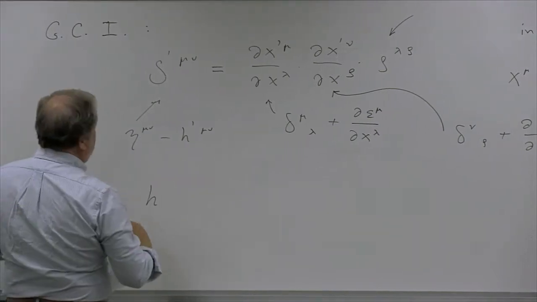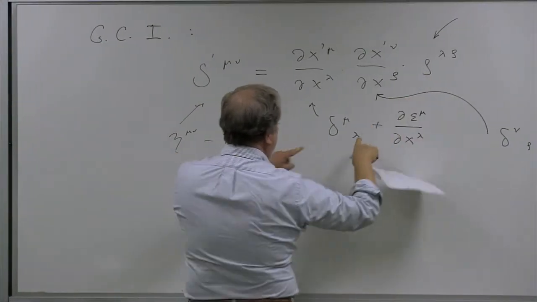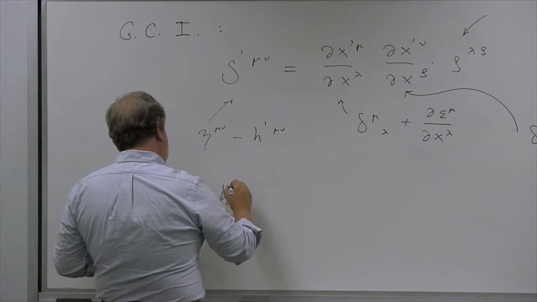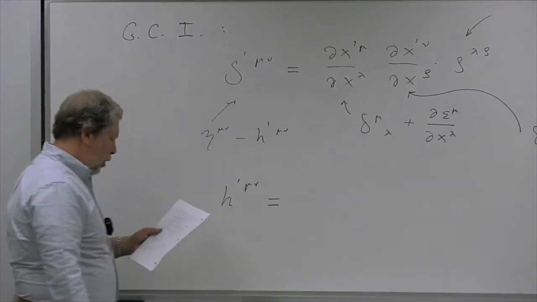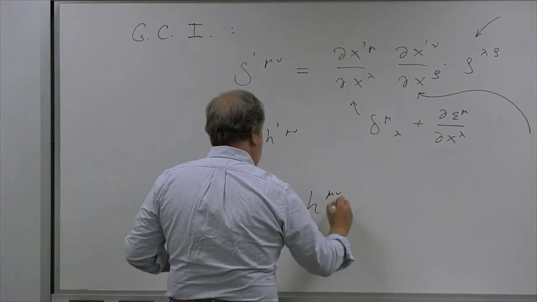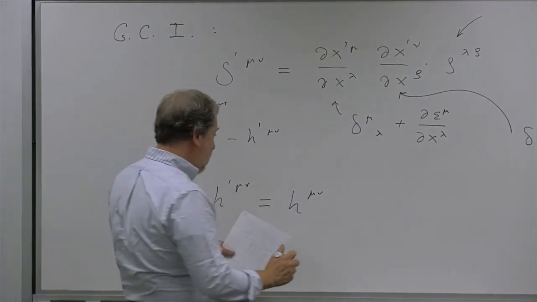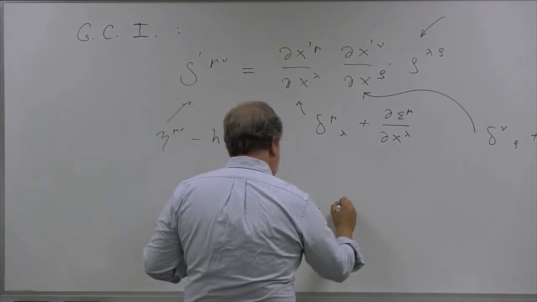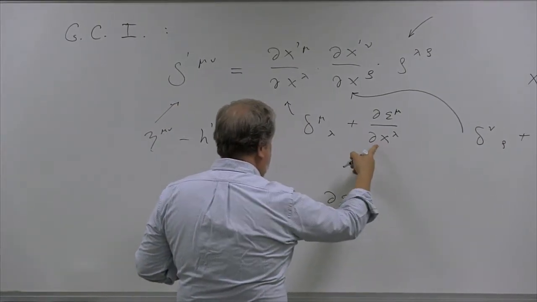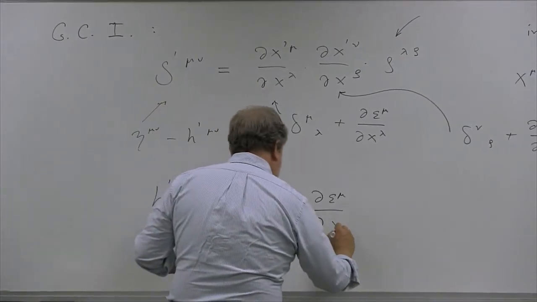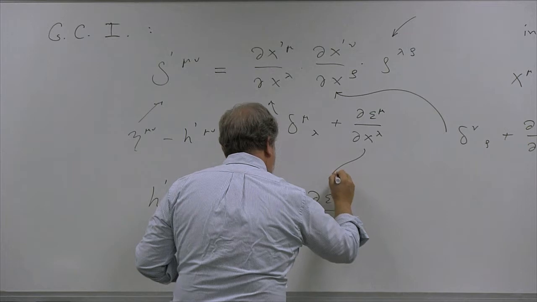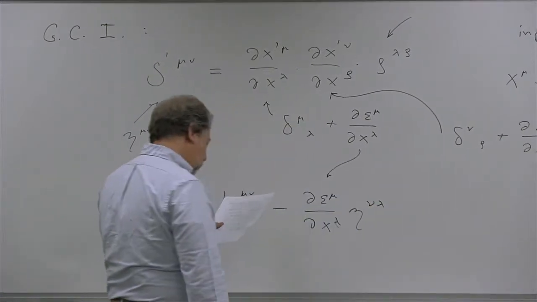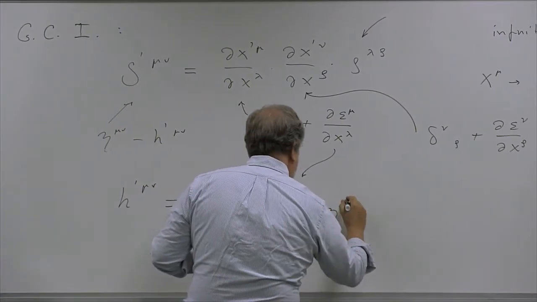So as a result, the leading term, of course, cancels out between this thing and all the ones that we have here. So what we have is just an h prime mu nu, which is the same as h mu nu, plus the terms which are of order epsilon. And the terms of order epsilon in this case are, because of the minus sign here, negative. So we get minus the derivative of epsilon mu with respect to x lambda, times eta nu lambda, or lambda nu. That's right, it is lambda nu.